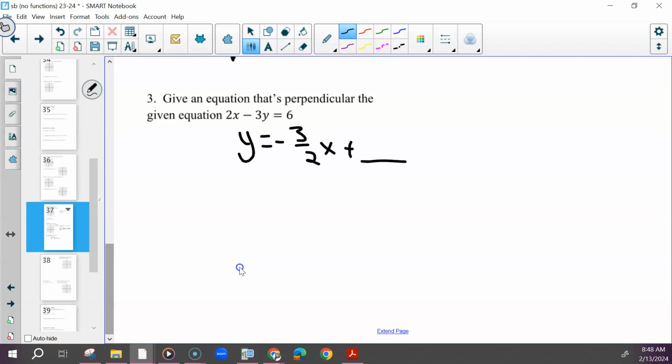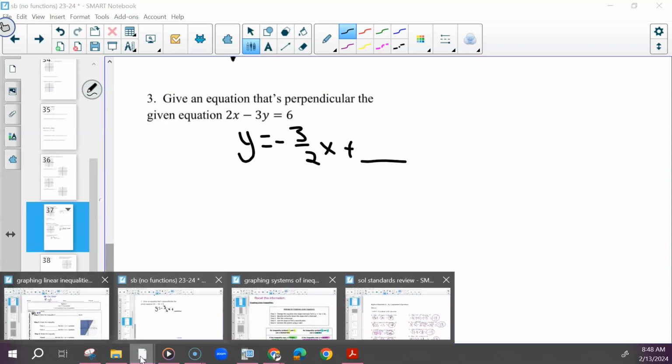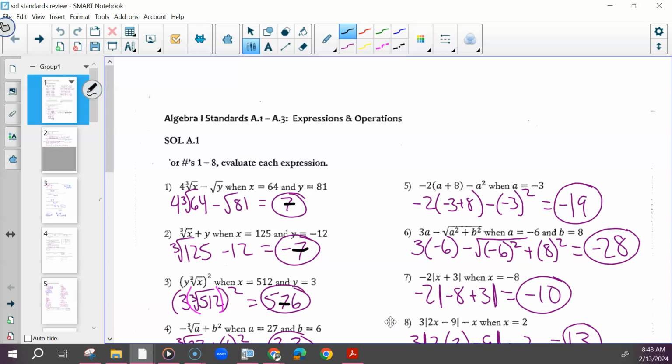So I'm going to go through the SOL, all of A1. Make sure you have these answers down. If you want to see how something was gotten or anything like that, let me know. If you have questions about any of these, let me know. You don't need all the work, but at the very least, make sure you have these answers written down.